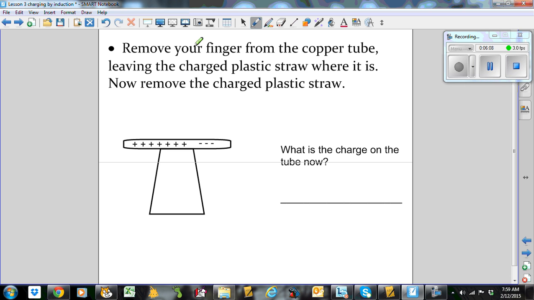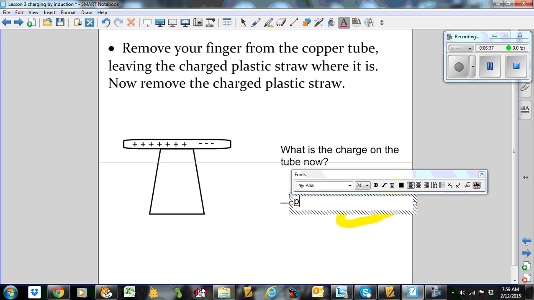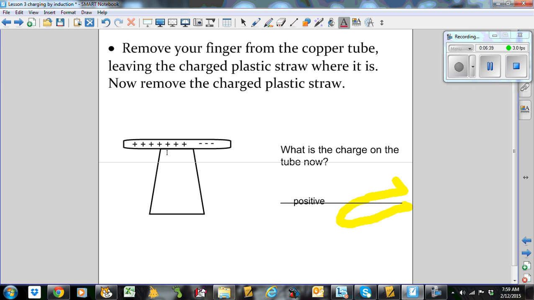The next step: remove your finger from the copper tube, leaving the charged plastic straw where it is. Now remove the charged plastic straw. So your finger has been removed, and the charged straw has been removed. You'll notice now that we've got more positive charges than negative charges. So what is the overall charge in the tube now? Well, it is positive. Why is it positive? Because there are more positive charges here than there are negative.